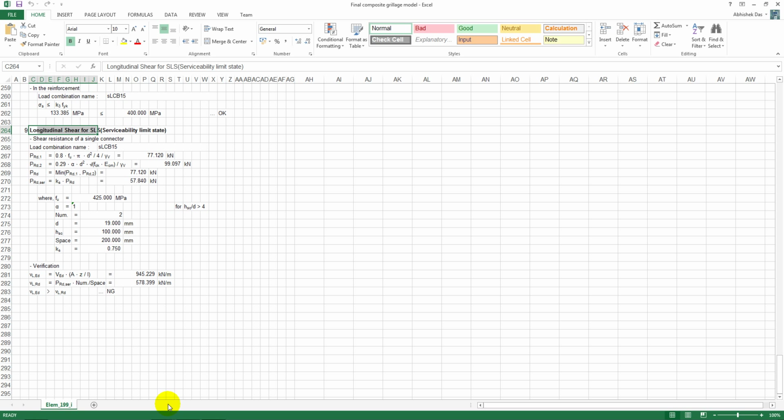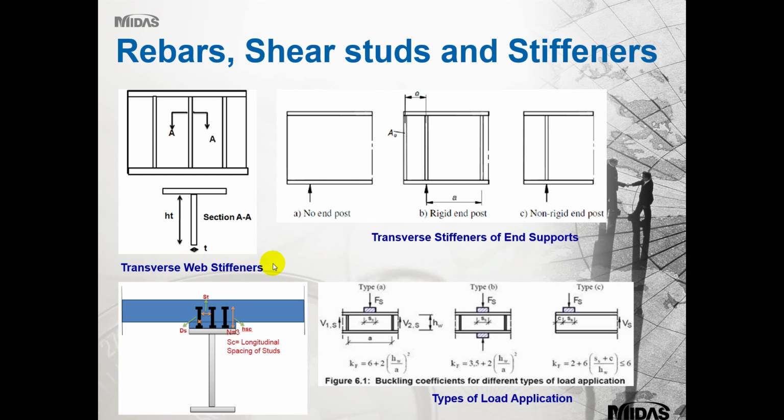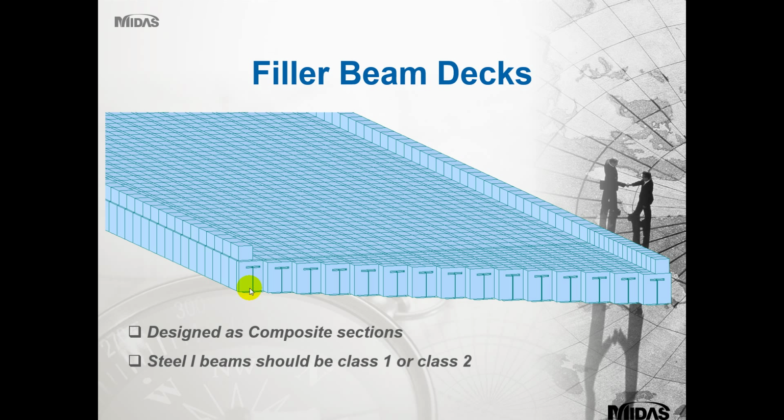So now we've looked at all the results, we're going to look at a special case composite section and a Philippine deck. So this is the Philippine deck here. And we'll look at the steel I-beams, which should be a class 1 or a class 2. So that's anything that resisted buckling going into the plastic state.